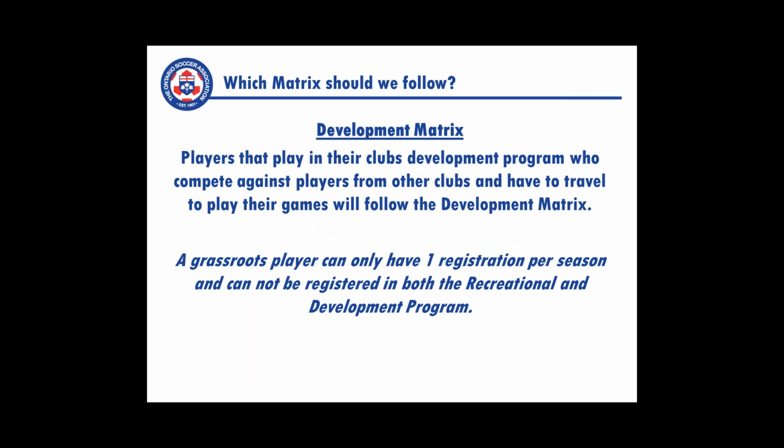The development matrix is for players and teams within clubs in development programs to compete against other players from other clubs, and usually they have to travel outside of their own club boundaries for the competition. So again, if you're in a development program, at one time called a rep program or a representative program, some parts of the province call them travel programs, those players would follow the development matrix. As I'm sure you're aware, a grassroots player can only have 1 registration per season and cannot be registered in both recreational and development programs. So a player would be registered to one or the other, either a recreational program or a development program. They can't be registered in both programs.